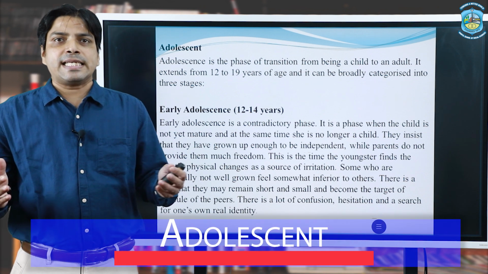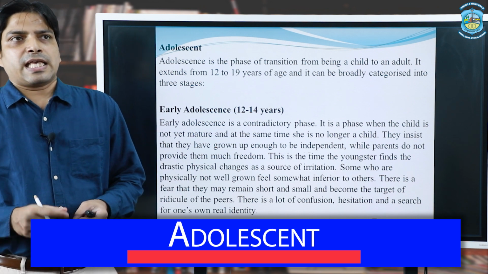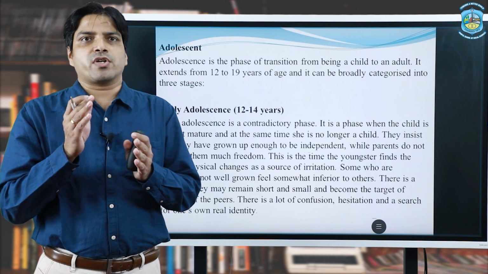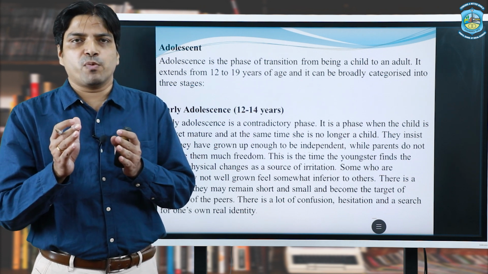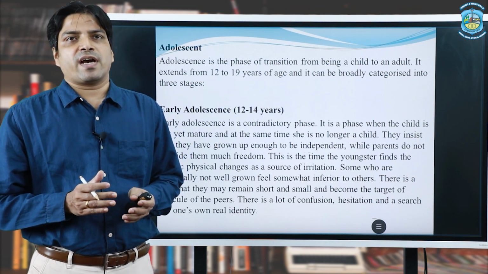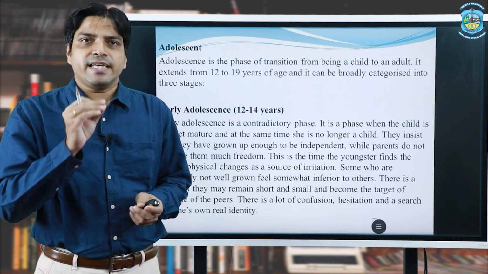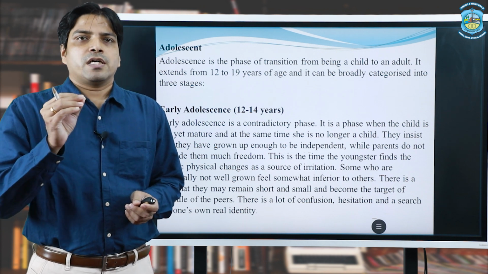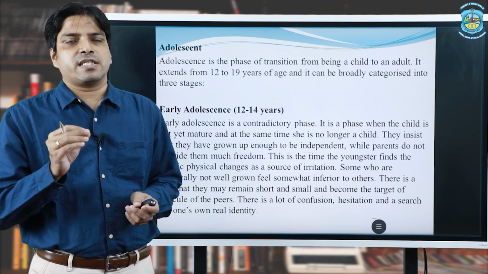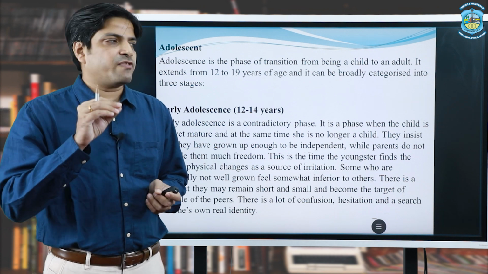Now comes the next stage of development, that is adolescence. Regarding the age group which falls under adolescence, there is little contradiction. Earlier it was defined as the age of puberty. A few years back, it was defined from 12 to 19 years. But last year, UNICEF redefined the age group from 11 years to 19 years, because of early puberty among teenage children.